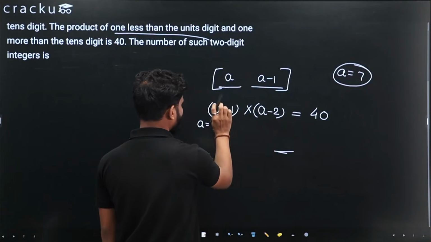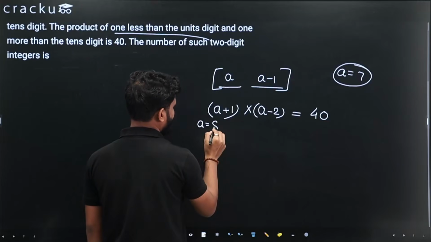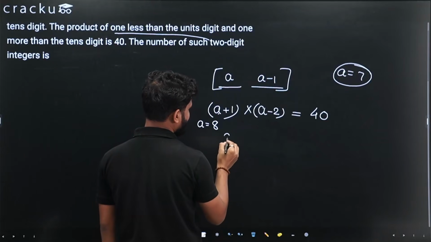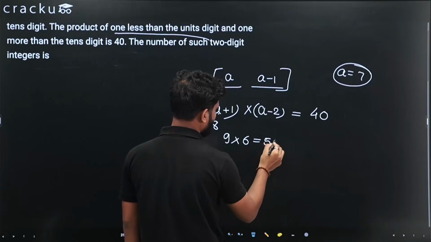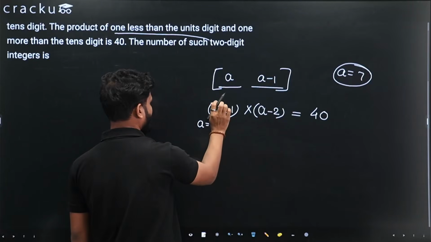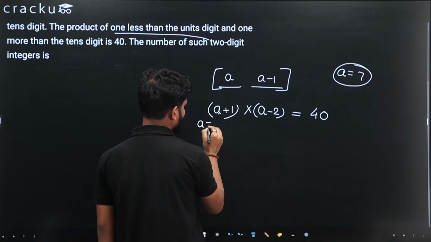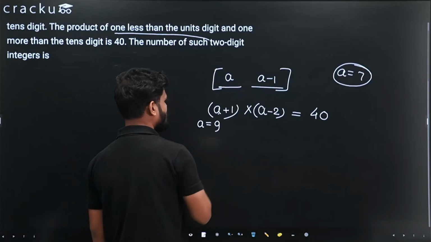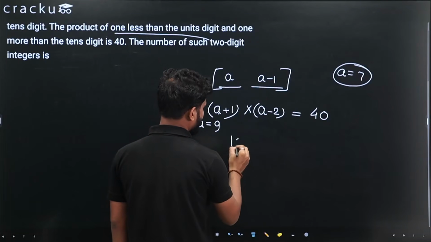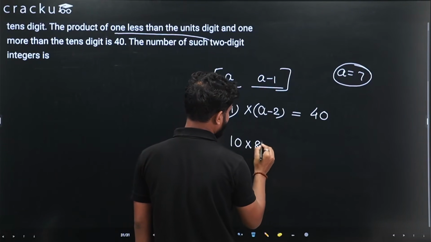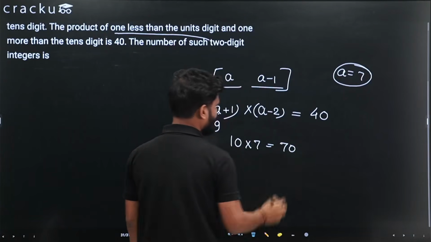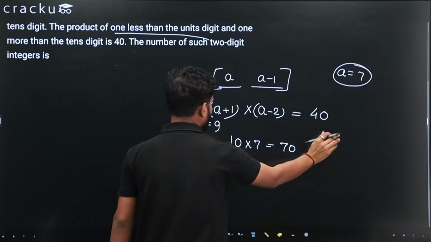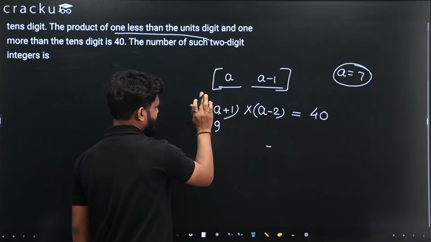Okay. What if A is equal to 8? A is equal to 8 means 8 plus 1 is 9, 8 minus 2 will be 6. This will be 54, not equal to 40. So A equal to 8 is also not satisfying. At last A is equal to 9. 9 plus 1 is 10. 9 minus 2, sorry, will be 7. This will be 70. Is 70 equal to 40? No. So A is equal to 9 is also not satisfying.